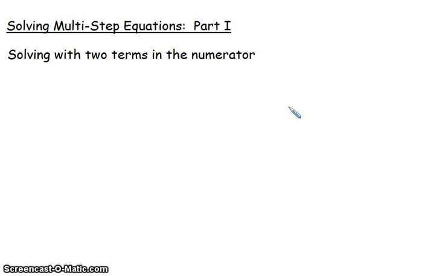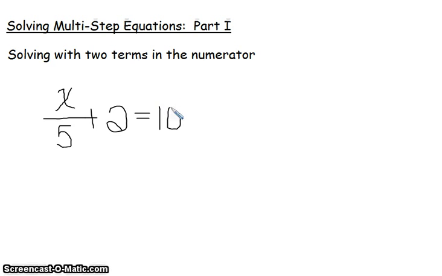video. Normally, when we were looking at our two-step equations, I'm just going to give you an example of a two-step equation. x over 5 plus 2 equals 10. The plus sign is kind of mixed there with my fraction bar, but when you look at this equation, there is one term in the numerator. That's our x. One term in the numerator.